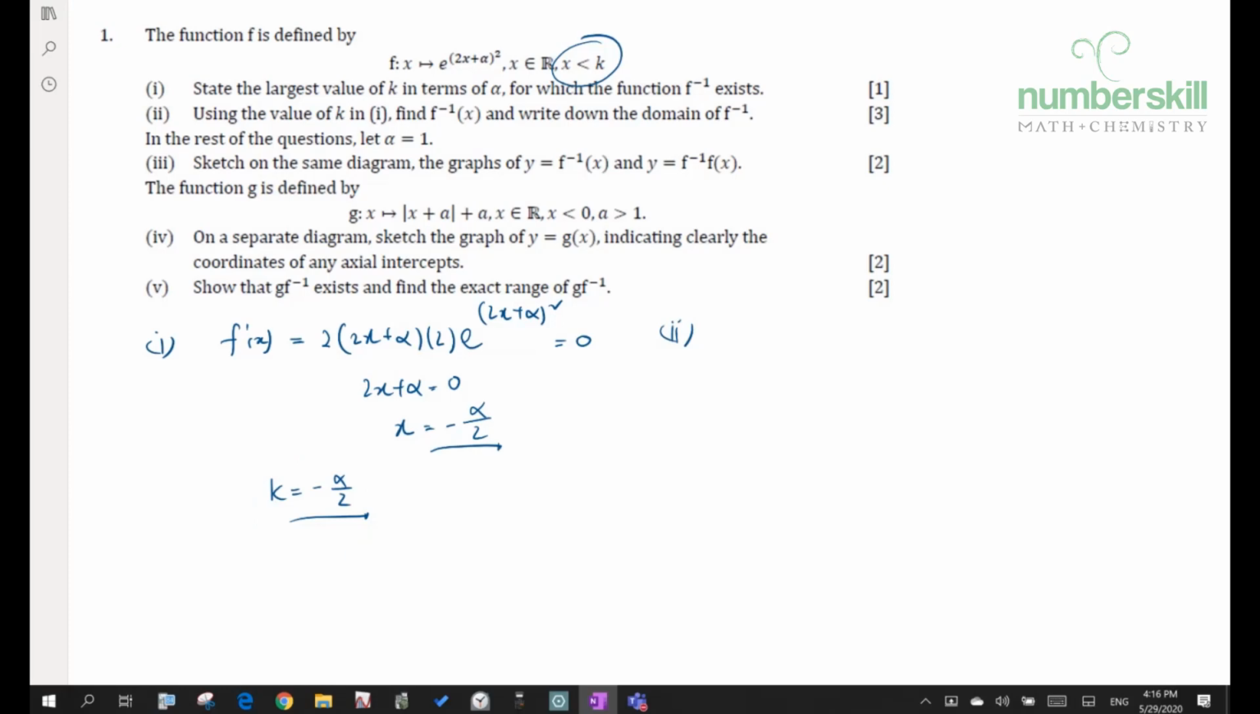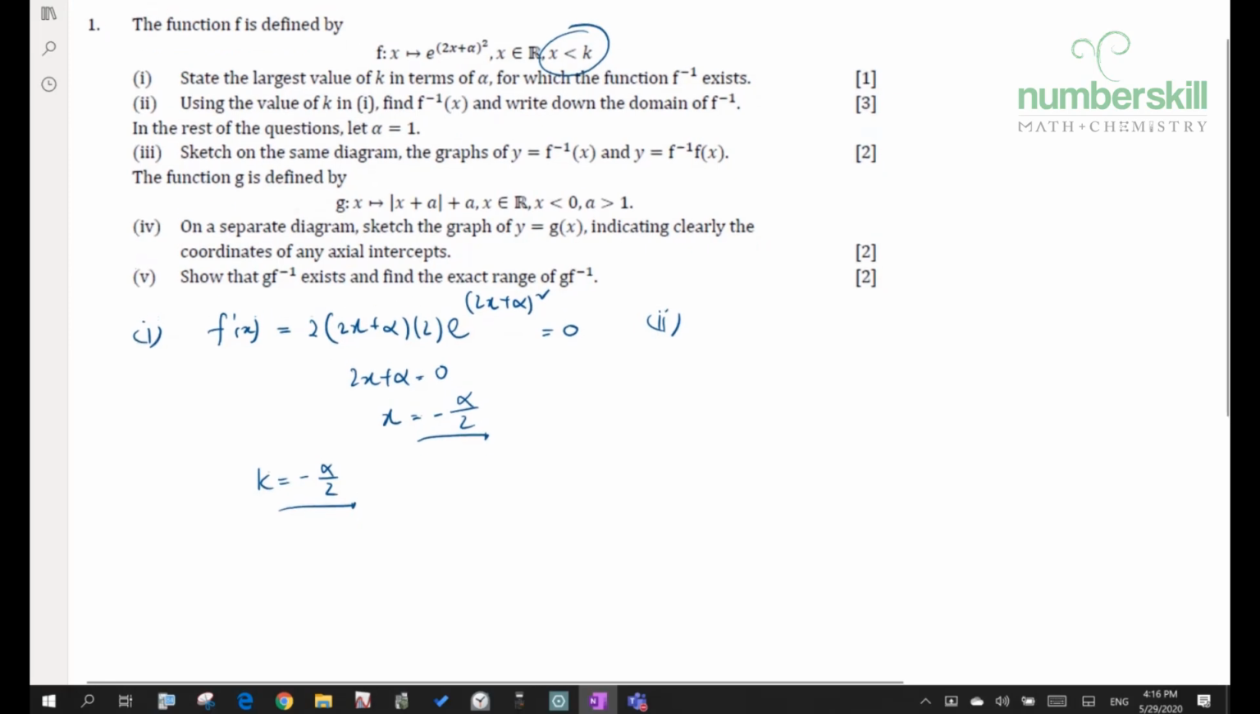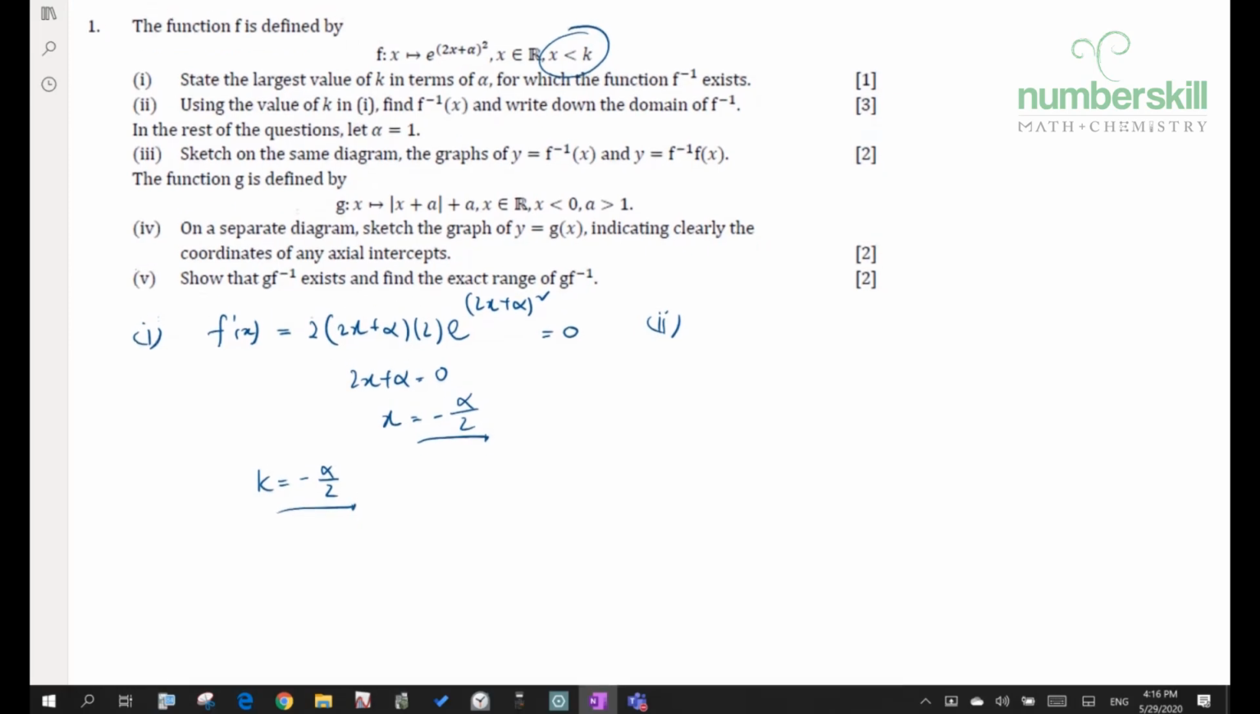Next one. Using the value found in part 1, the k part, find the F inverse. Now, this is not so well done, for a couple of reasons that I do want to highlight. It's 3 marks, and not a lot of people get full marks, but generally it's not hard again. So find F inverse, everybody knows.